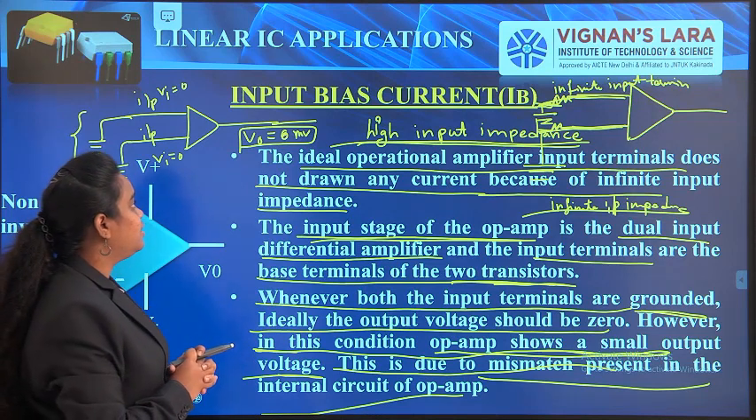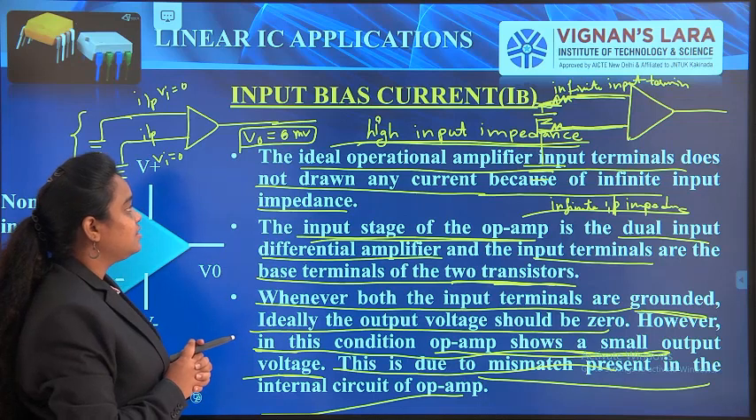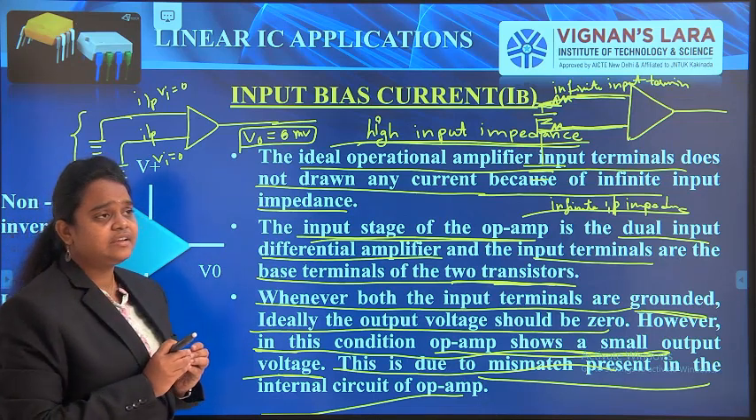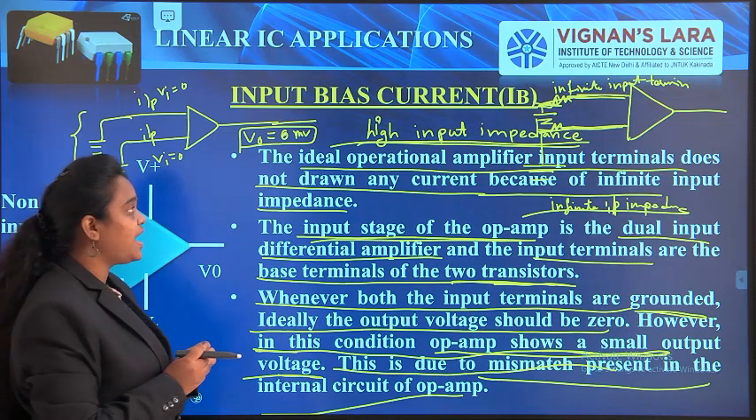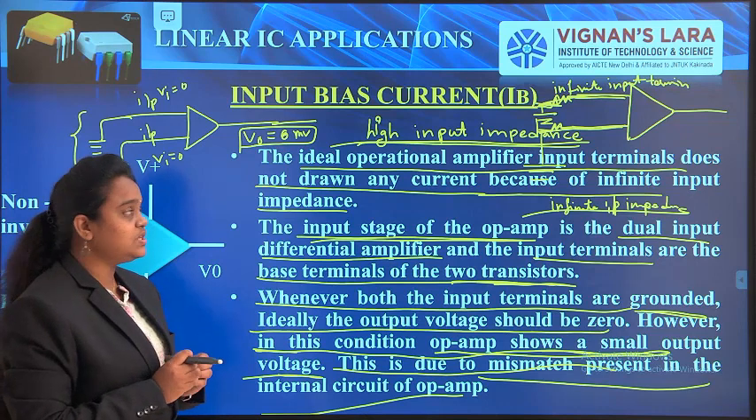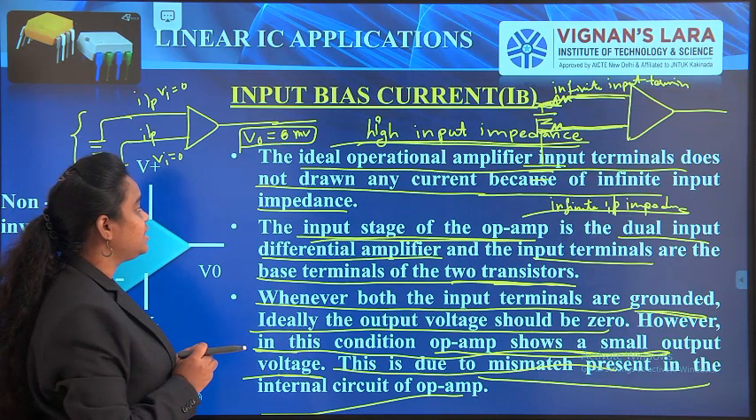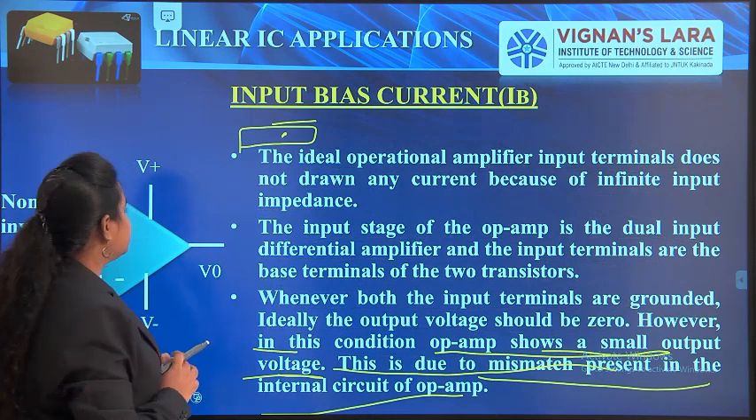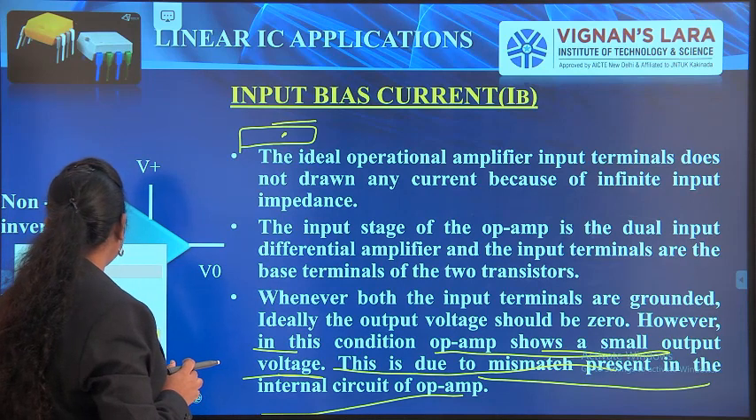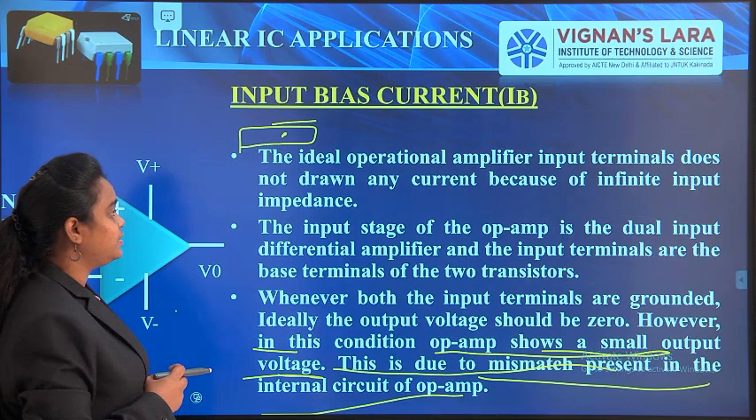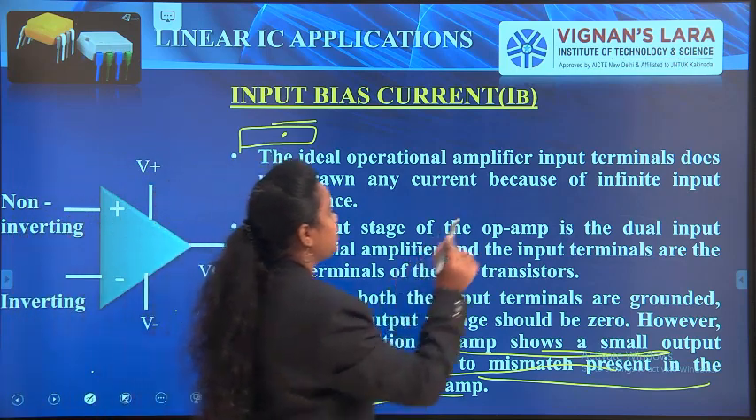So input bias current means that internally there may be the presence of a current. Although we are not supplying any current, some value is present. Some output is present in the form of an output voltage. Once again I am repeating here.